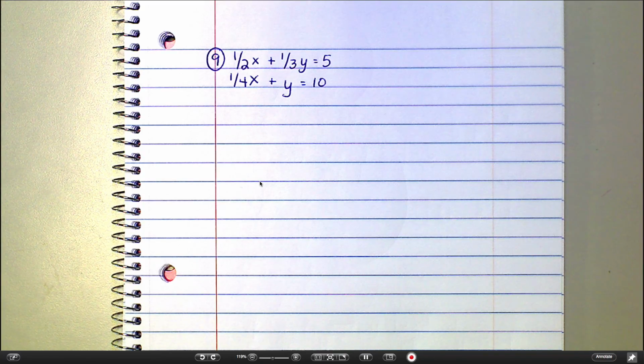This is number 9, number 9 from practice 6-2B. And this one is ugly. Okay? So I'm betting you're probably watching this one because this is a really tough one.